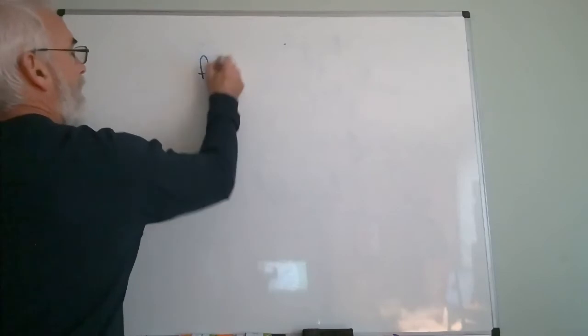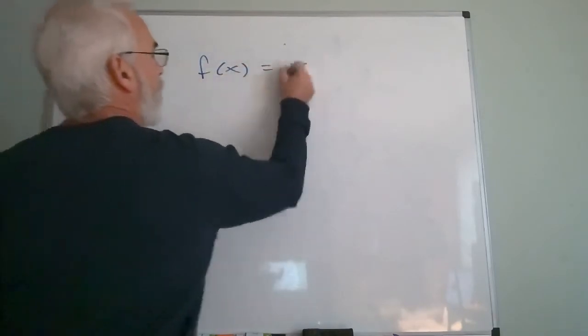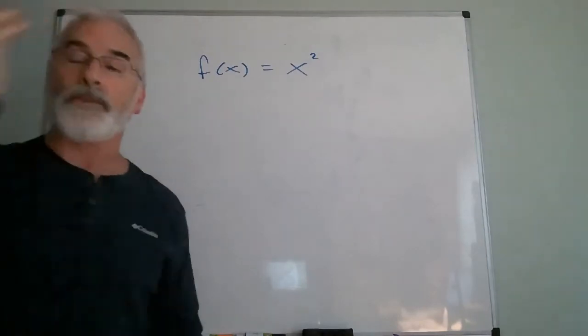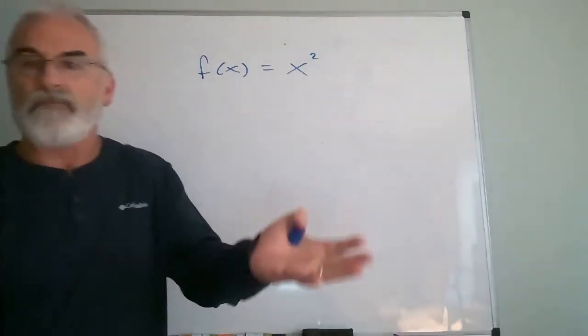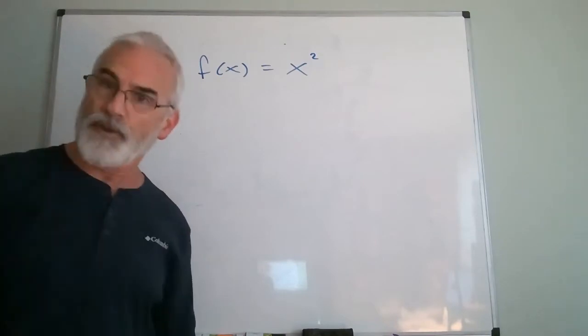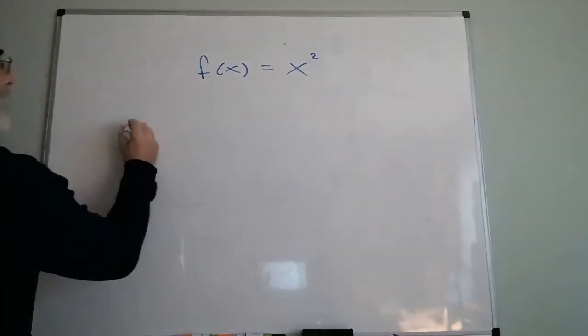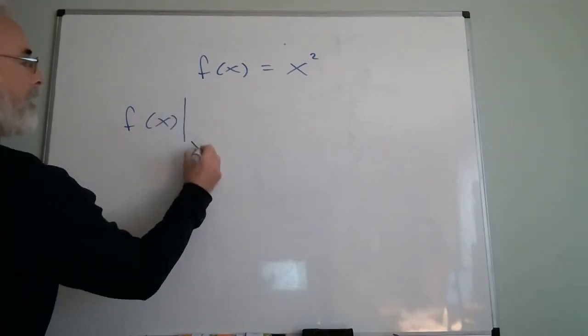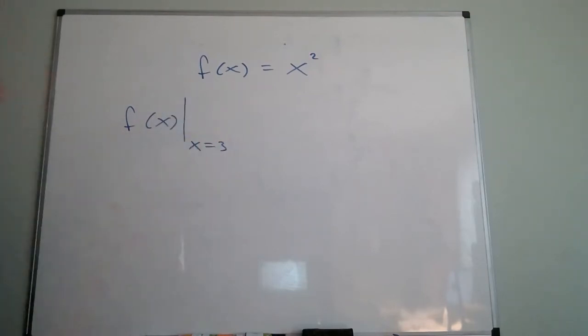If I said f of x equals x squared, here's a function. We're all familiar with this. Now, I want to evaluate this function, let's say at x equal 3. There's a couple of ways I can say this. The formal mathematical way, believe it or not, is to write it like this: vertical bar, subscript x equal 3.